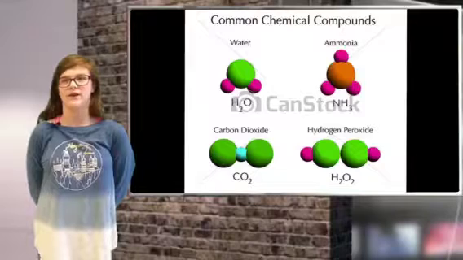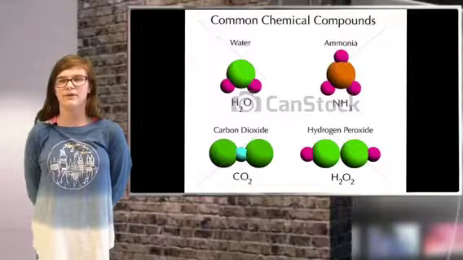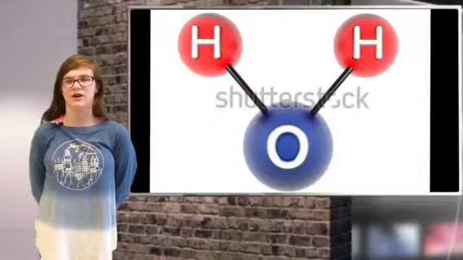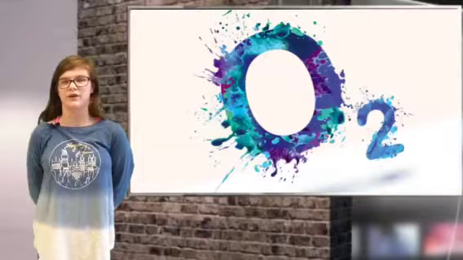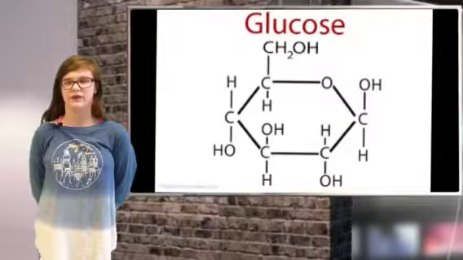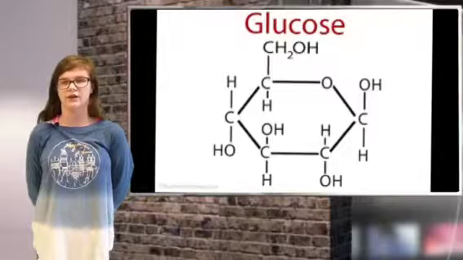First, compounds. A compound is two or more elements chemically combined. Some examples of compounds are water, H2O, which is made up of hydrogen and oxygen, carbon dioxide, CO2, which is made up of carbon and oxygen, oxygen, O2, which is made by plants producing oxygen from sunlight, also known as photosynthesis, sugar/glucose, C6H12O6, which is made up of starch, cellulose, and glycogen.